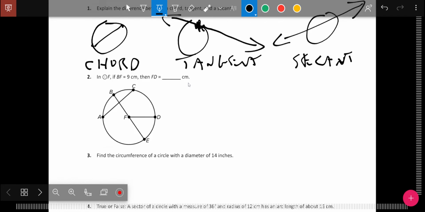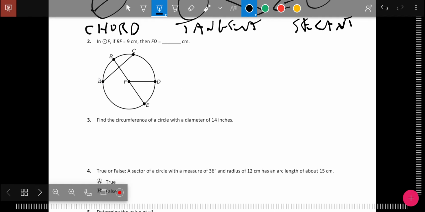Number two, it says BF. And so my first question I would ask myself is, where the heck is BF? Well, BF is right there. FD is, and so BF is a radius. FD is a radius. All radii are congruent. So if BF is 9, so is FD.